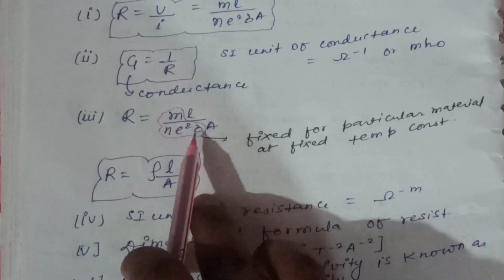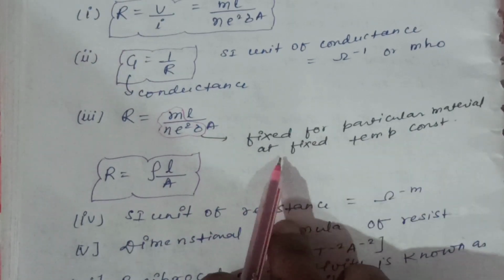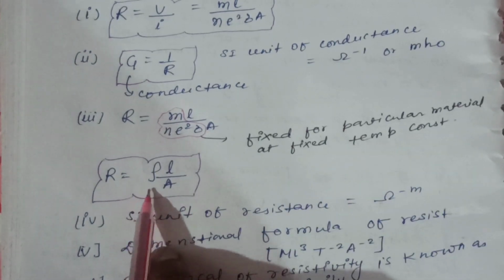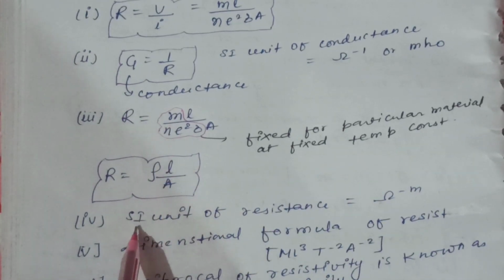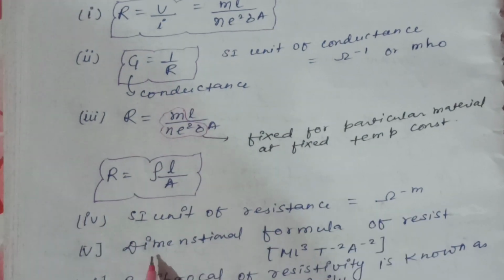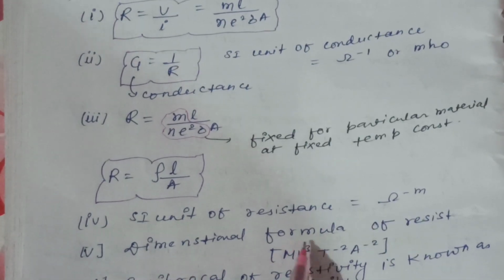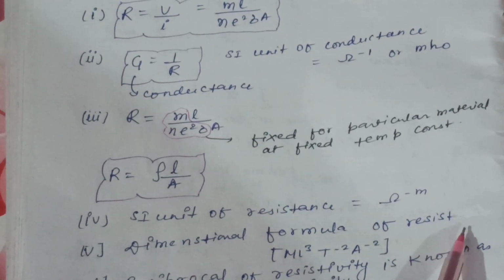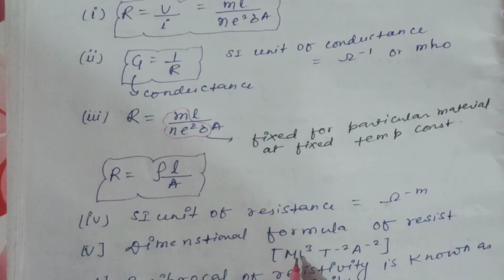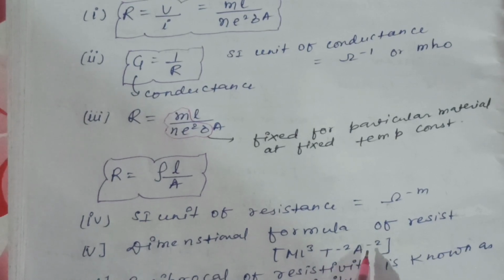R is equal to ml upon ne square tau A. This is fixed for the particular material at fixed temperature, a constant. R is equal to rho L upon A. The SI unit of resistance is ohm, and of rho is ohm meter. Dimensional formula of resistance is ml square t to the power minus 3 a to the power minus 2.